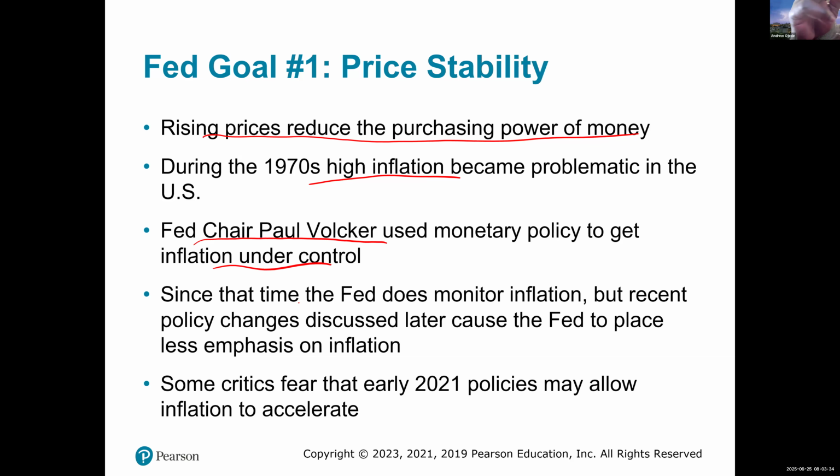So since that time, the Fed does monitor inflation, but recent policy changes, discussed later, caused the Fed to place less emphasis on inflation. Some critics fear that early in 2021, policies may allow inflation to accelerate, because in 2020 and 2021, we had COVID, the pandemic, and then the rollout of the vaccine in early 2021. The government spent a lot of money for vaccine distribution and for bailing out the economy. So they pumped a lot of money into the economy, and the result was inflation. So we'll talk a little bit about that.